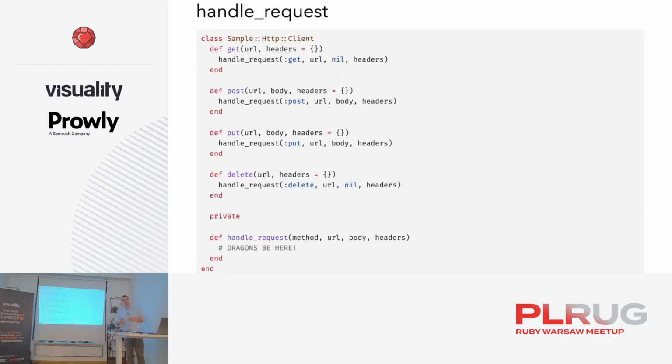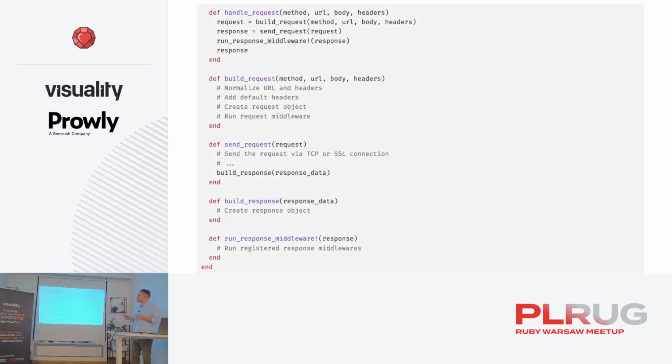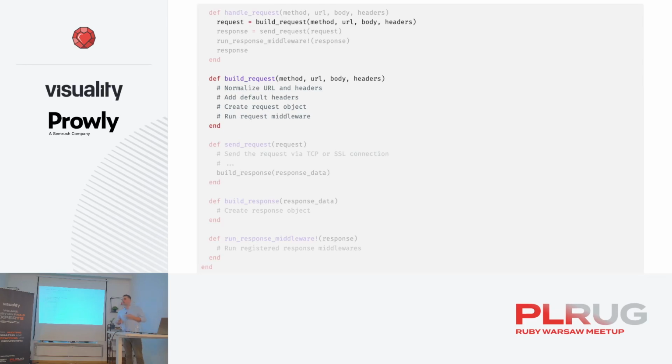But these public methods usually do not do much. They usually call some private method or collection of methods that do all the heavy lifting underneath. So let's call this method, which does all the heavy lifting, handle request, and see what it does. Well, usually it will first build the request.